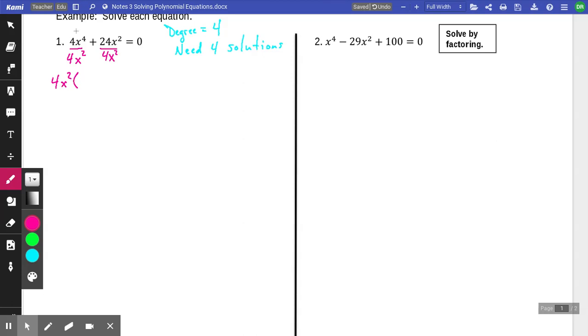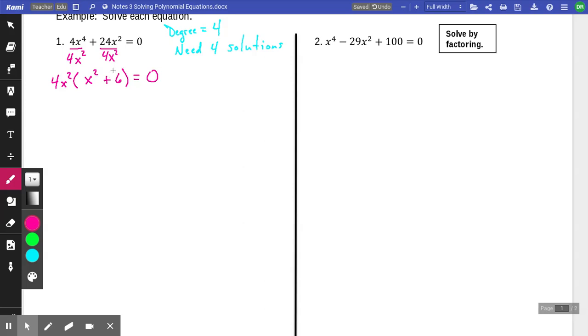So 4x squared, divide our first term by that, and we get 1x squared. Divide the second term by that, and we get plus 6. Okay. So we brought out our greatest common factor. We see a binomial here, and we see x squared plus 6. So if you think about it, we can't do anything more with this because x squared plus 6, I know the square root of x squared. I do not know the square root of 6. So that already stops me there.